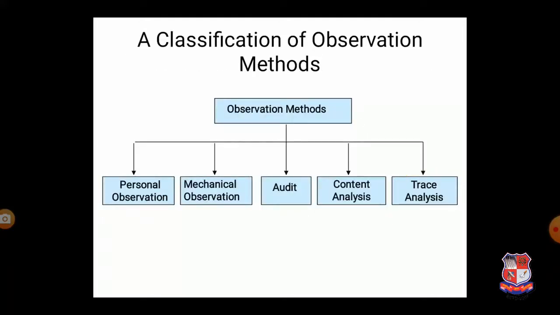Next we are moving further to the various observation methods. There are five observation methods: personal observation, mechanical observation, audit, content analysis and trace analysis. So basically these are the five different types of observation method. One by one we are discussing all the methods in detail.